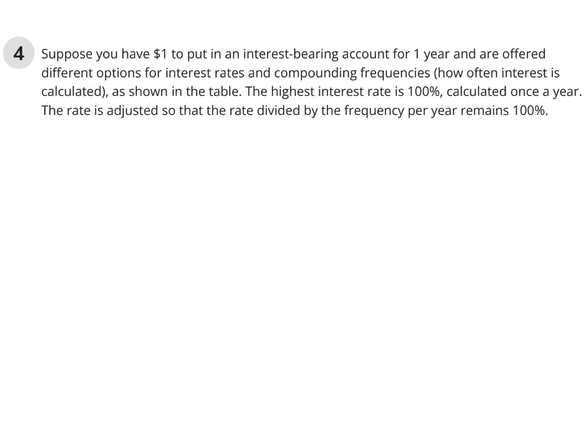Okay, suppose you have put $1 in an interest-bearing account for 1 year and are offered different options for interest rates and compounding frequency. How often interest is calculated is shown on the table. The table is on the next page. The highest interest rate is 100%, calculated once a year. The rate is adjusted so that the rate divided by the frequency per year remains 100%.